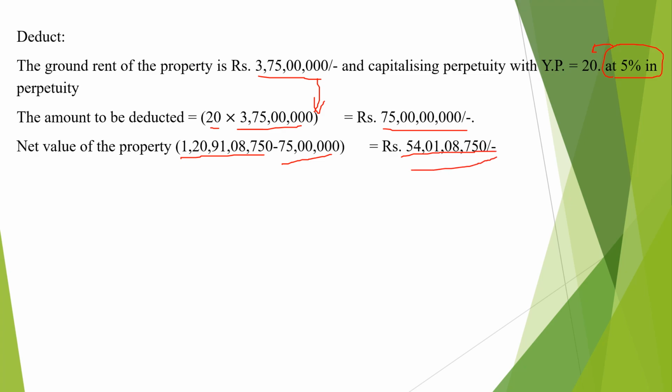So in this way you can calculate the value of the salt manufacturing unit. There is nothing new in this. You just have to calculate the net profit, and from this net profit you calculate the capitalized value of the property.